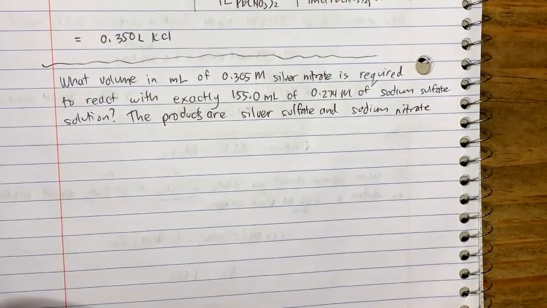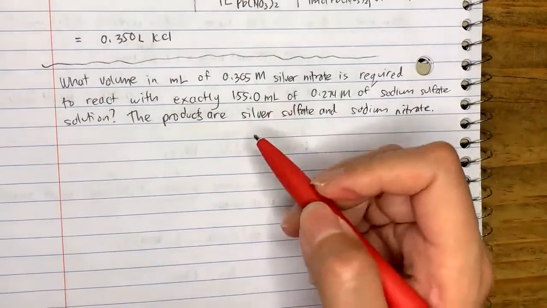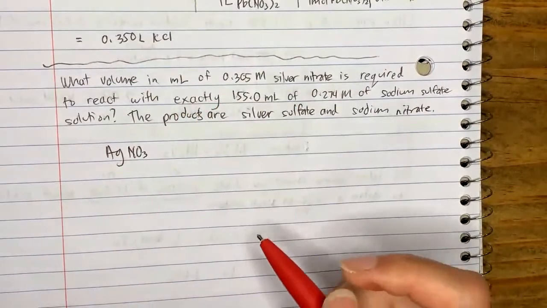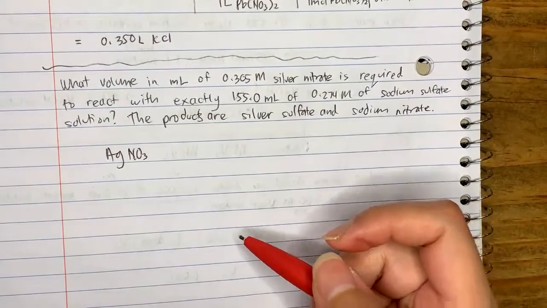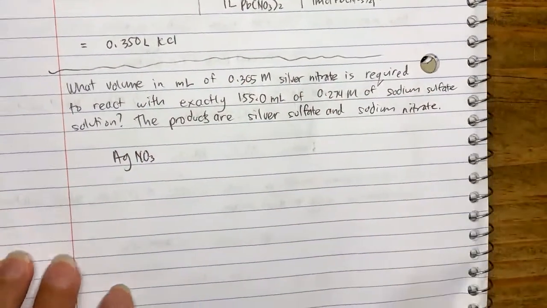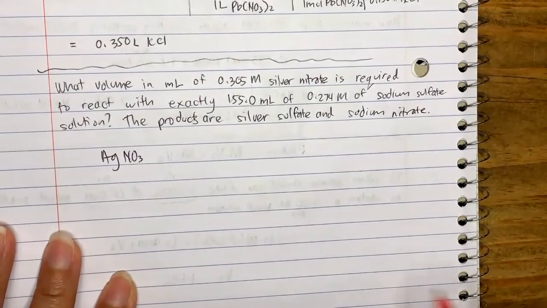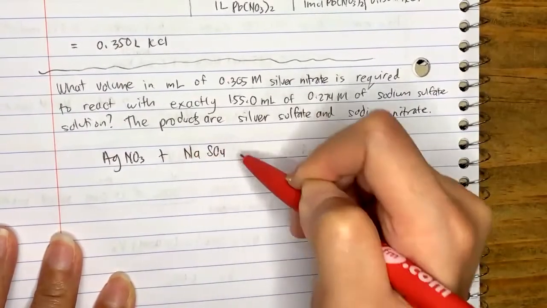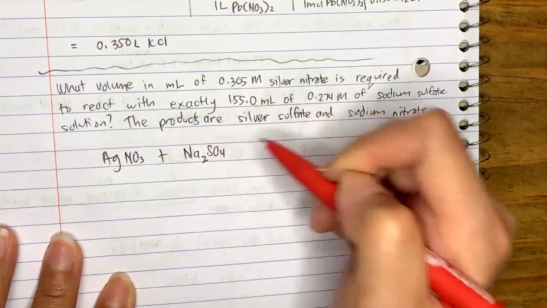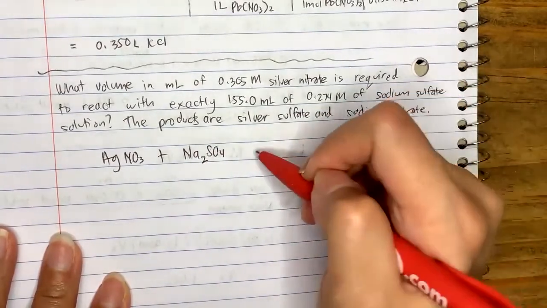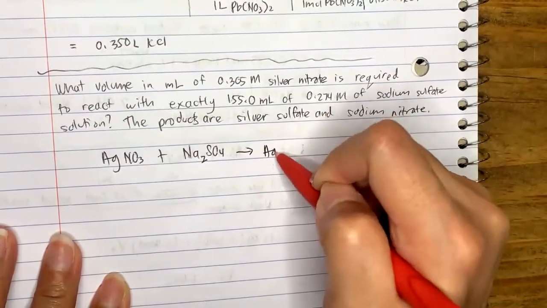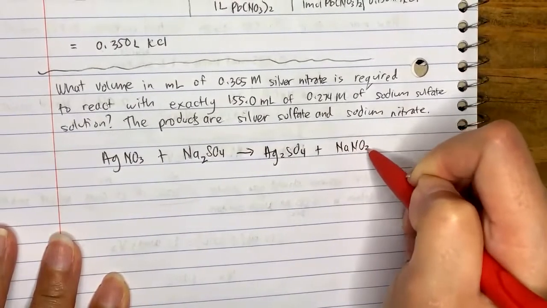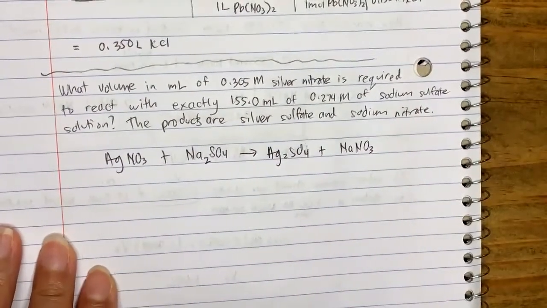Okay, so let's go ahead and write the equation. Silver nitrate is Ag and NO3. Both are +1 and -1, so it's a 1-to-1 ratio. And then it says it's reacting with sodium sulfate. Sodium is Na, sulfate is SO4, and it's a 2 negative charge, so you need 2 sodium to pair with it. And then you're going to make silver sulfate, so Ag2SO4 plus sodium nitrate, NaNO3. You're going to have to get good at naming these things.